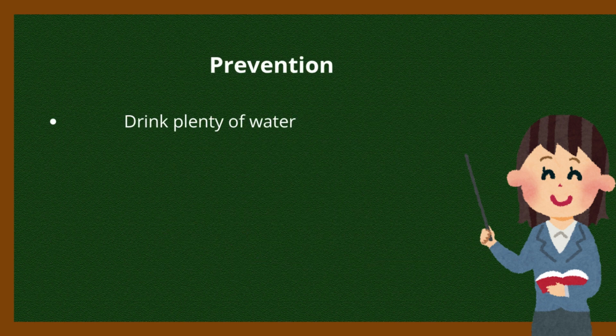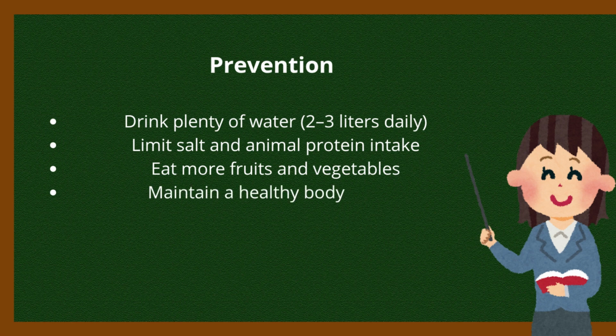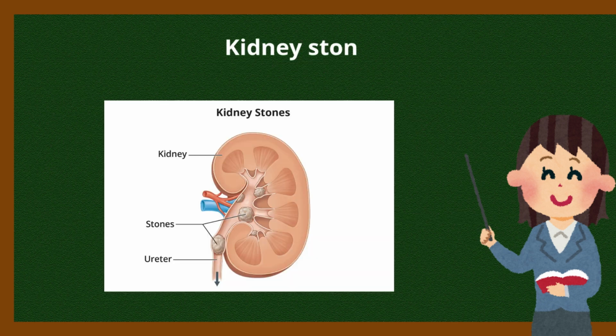Prevention: drink plenty of water, 2 to 3 liters daily. Limit salt and animal protein intake. Eat more fruits and vegetables. Maintain a healthy body weight. Avoid excessive intake of foods high in oxalate, like spinach, nuts, and chocolate. This is how kidney stones look.